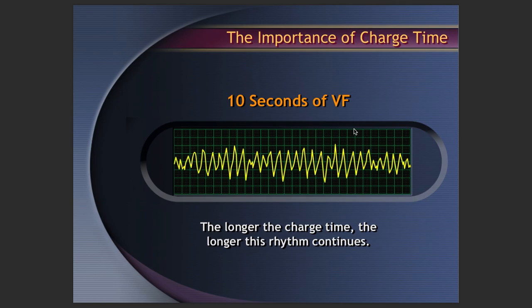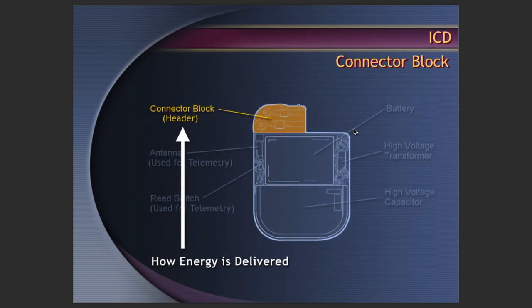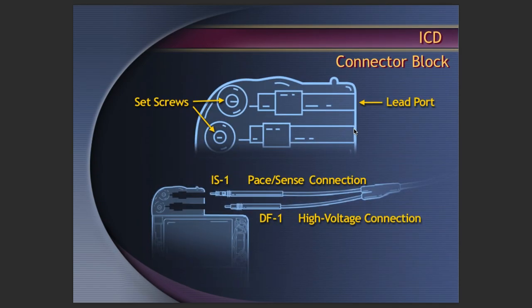So what is the importance? A lot of times, why are we so bothered? Because we are aware that if someone is getting a critical arrhythmia like VF, ventricular fibrillation, the longer the charge time, the longer this rhythm is going to continue, and it can definitely be a big problem for the patient. This is the reason you want a shorter time, right? That is why you have to be aware of the physics as well, of what is happening.